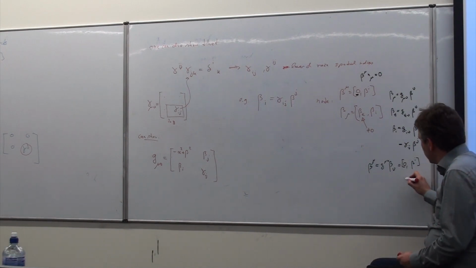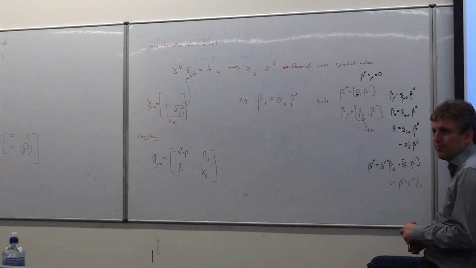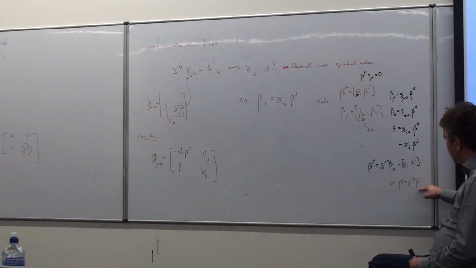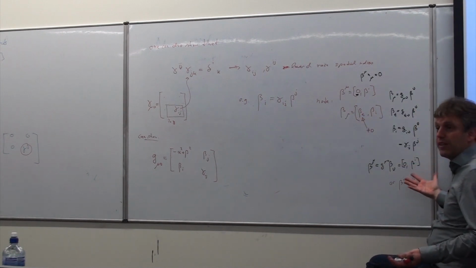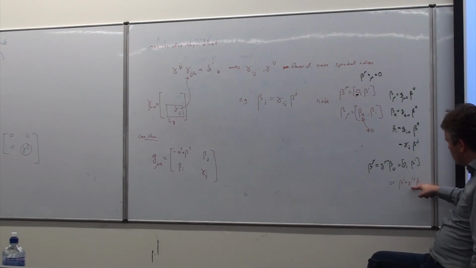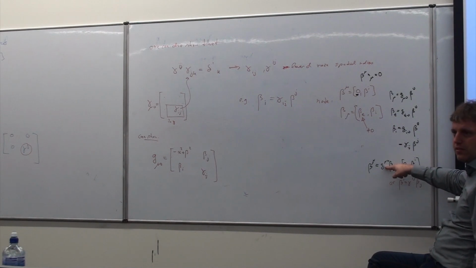Or you can get the same result by computing beta i equals gamma ij beta j. And this is now different from the previous calculation in that I'm only using the spatial parts of beta j. I don't use the beta t. So you would get a different answer. But this difference is compensated by using the spatial metric gamma here, which is not the same as the space-time metric g with the upper indices. They are different from each other.